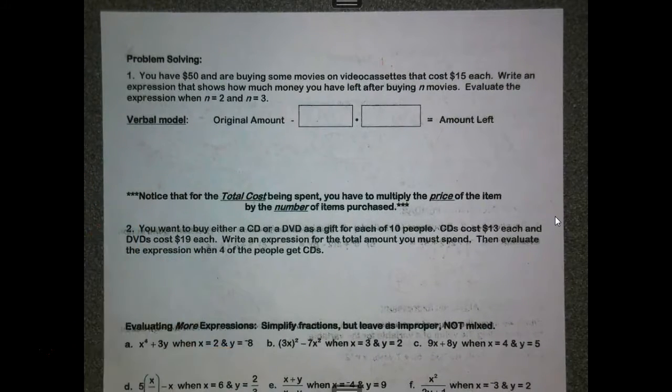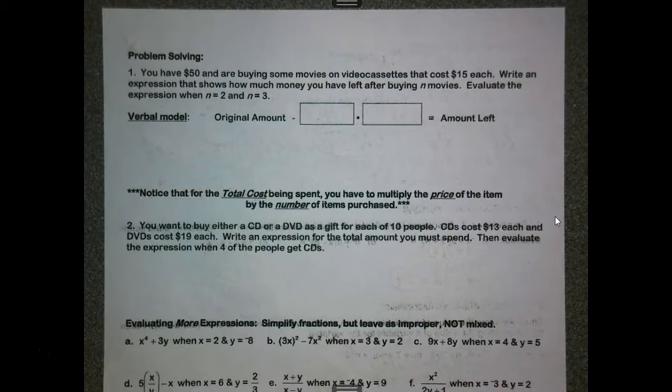All right, number one, you have $50 and you're buying some movies on video cassette. Do you guys even know what that is? You do? Cool. The cassettes cost $15 each. Write an expression that shows how much money you have left after buying n movies. So that's part one. Come up with this expression.